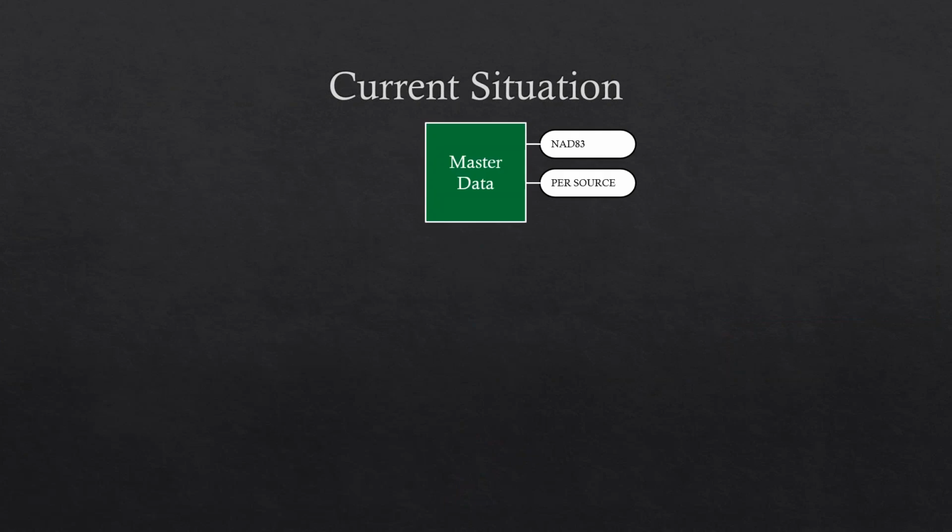Our current situation goes like this. First of all, at VCGI, we use the term master data a lot, and the master means, well, it's master, it's the source. Most of our master data is in NAD83. We call it vanilla NAD83. It is not the 2007 version or 2011, just vanilla NAD83. Or in some cases, it retains the spatial reference as delivered.